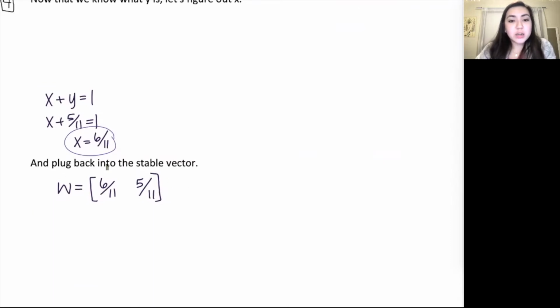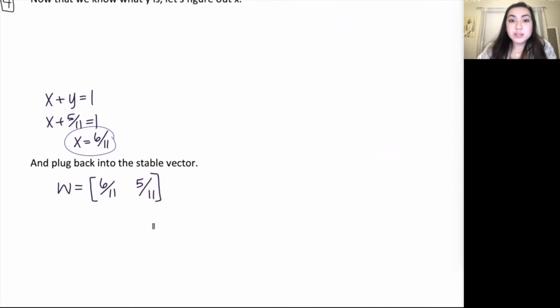Here would be the answer. In some problems, they'll ask you to find the stable probability of being in state 2. So state 2, stable probability is there. Or they could ask you for the entire thing.